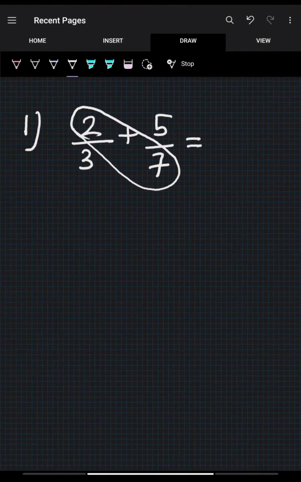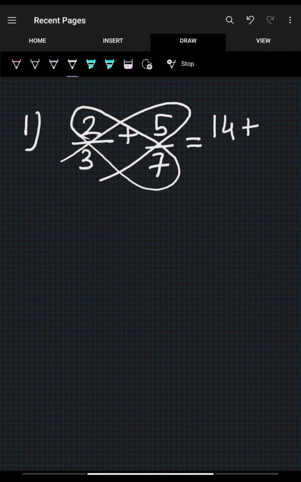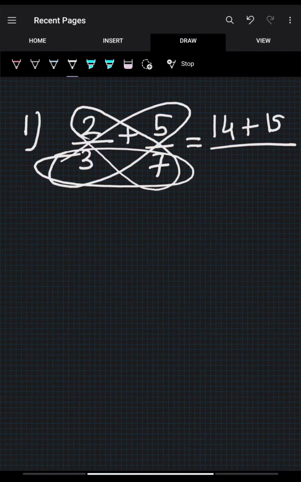2 times 7 is 14. 5 times 3 is 15. 3 times 7 is 21. Now we add 14 and 15.